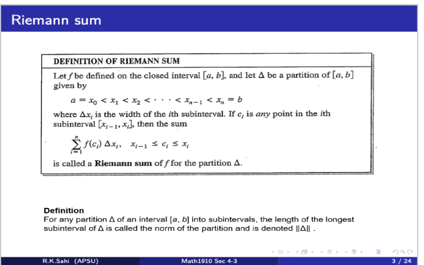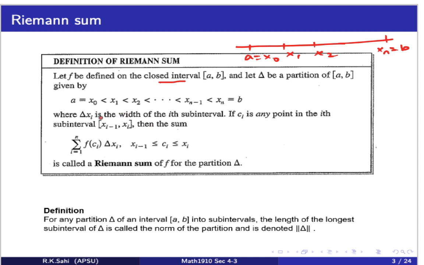Let's start with Riemann sums. Riemann sum says if a function is defined on a closed interval a to b, and let delta, or this triangle, be a partition of the closed interval a to b. So this partition basically is like this. You have a, so this is x0, then you have another point x1, x2, and so forth till you hit xn, and that is b.